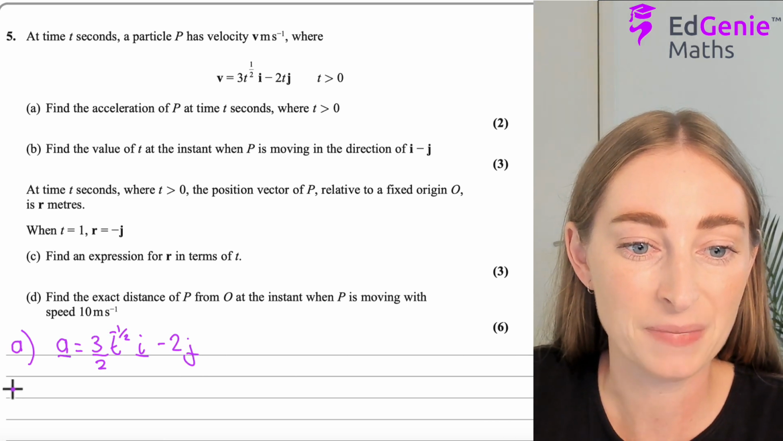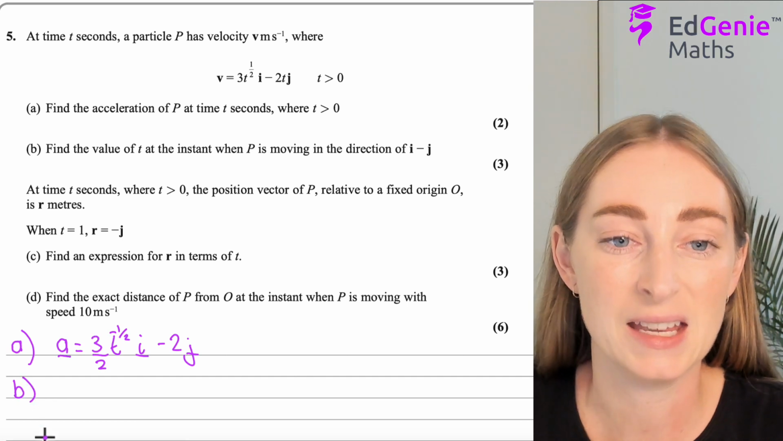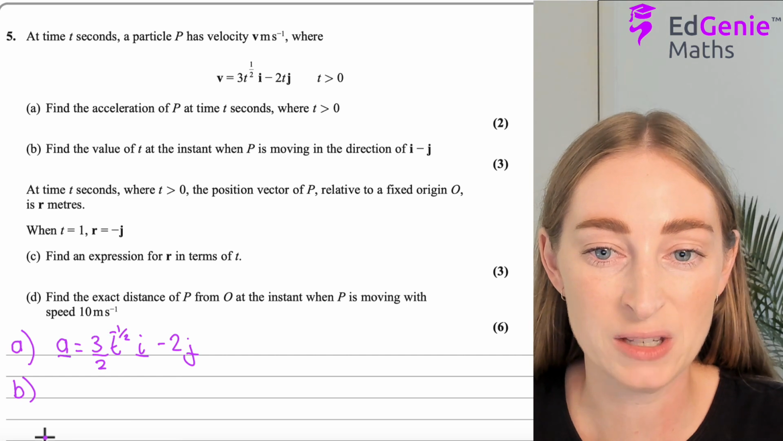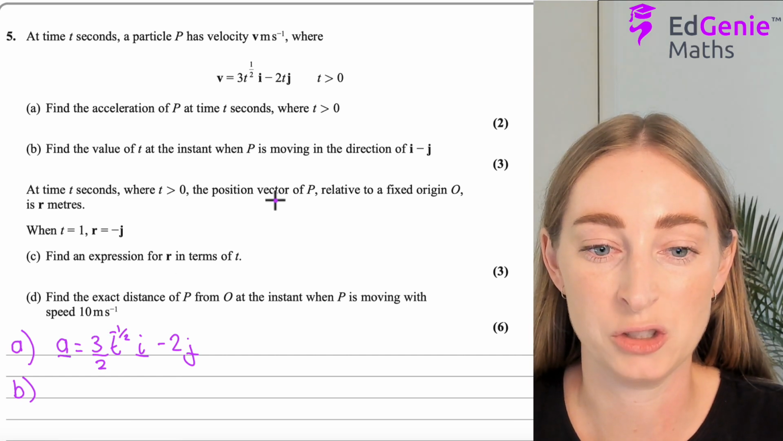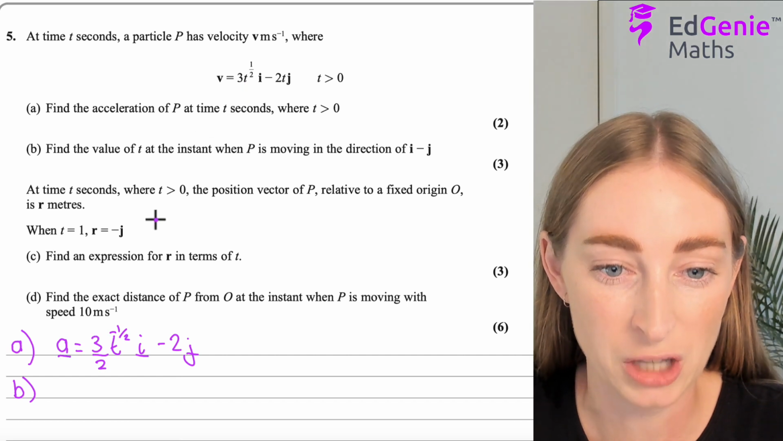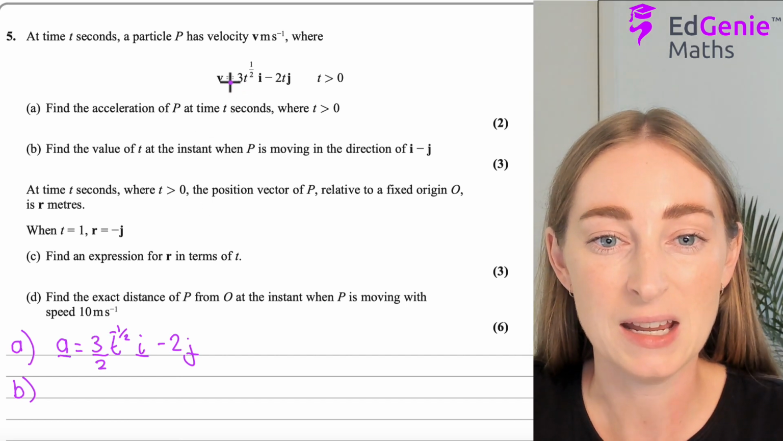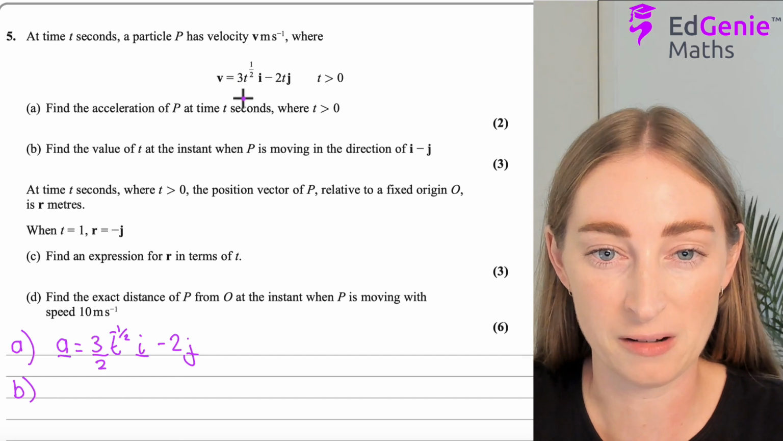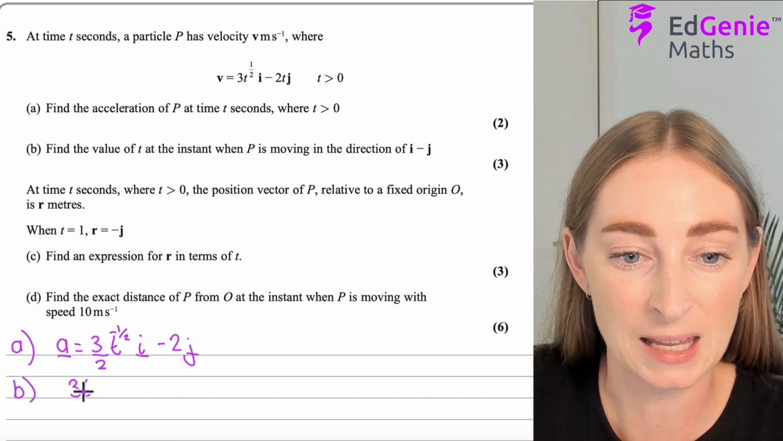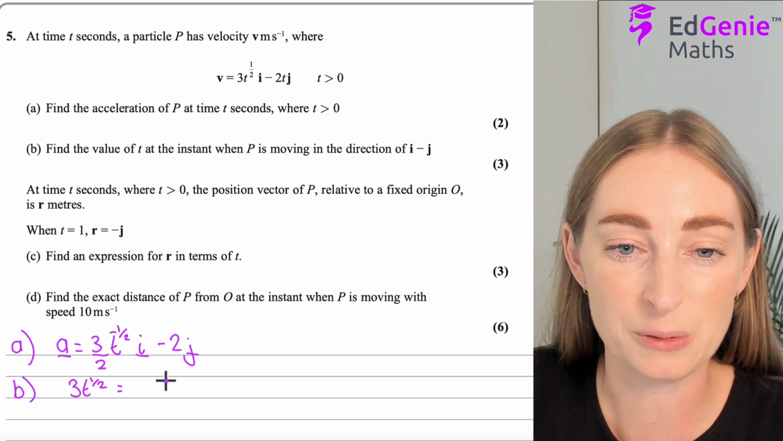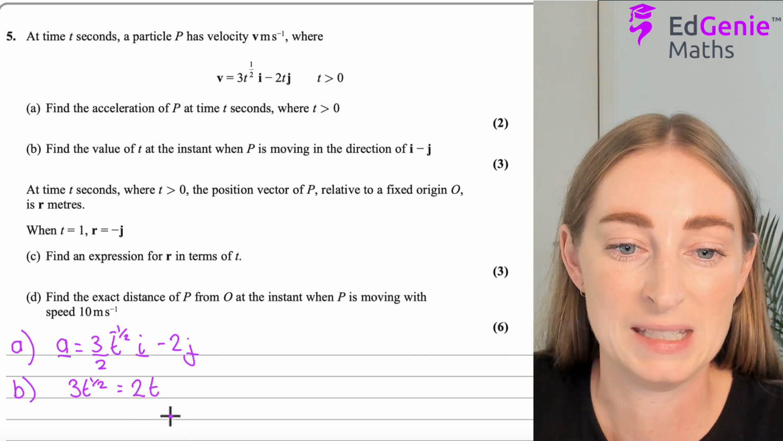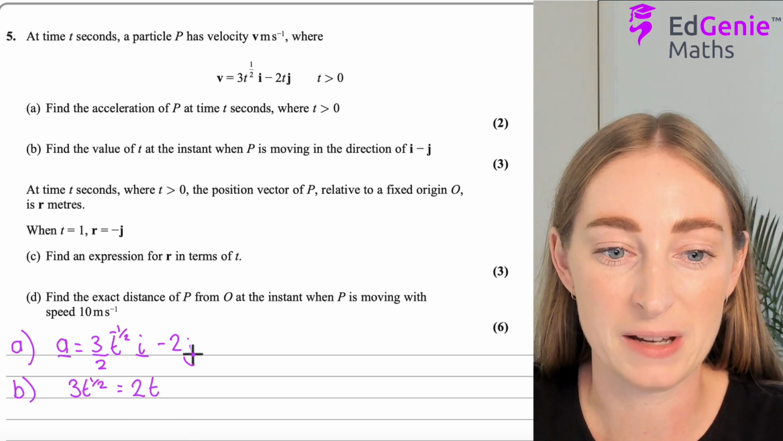That was nice and easy. Part B says, find the value of t at the instant when P is moving in the direction i minus j. So if it's moving in the direction of i minus j, this means that 3t to the power of a half is going to equal negative j. So it's going to be 3t to the power of a half equals negative 2t, which is just going to be 2t. So now we want to solve that.